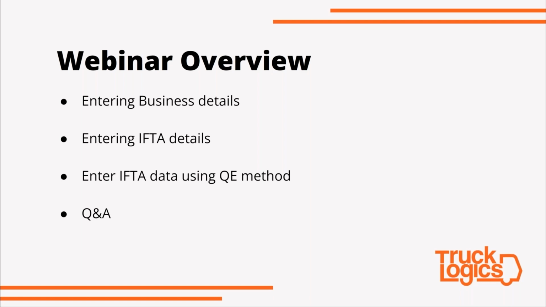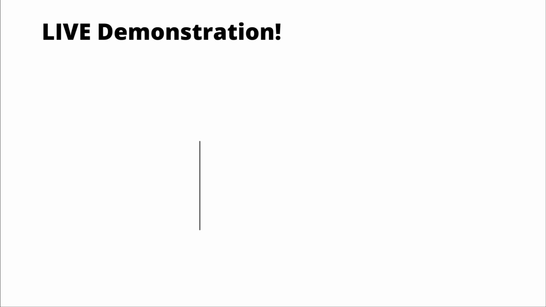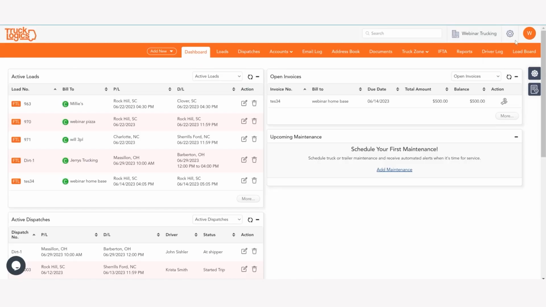So let's get started with our live demonstration. I'm going to pause my screen for a second to switch over to our live demo account, so just hang tight. So as you see here, this is your dashboard for your TruckLogics account. If you are our preferred or premium level, you will see all of these modules, which will include IFTA. IFTA is not available with Pro, so you would need to upgrade to those preferred and premium levels to get that module.